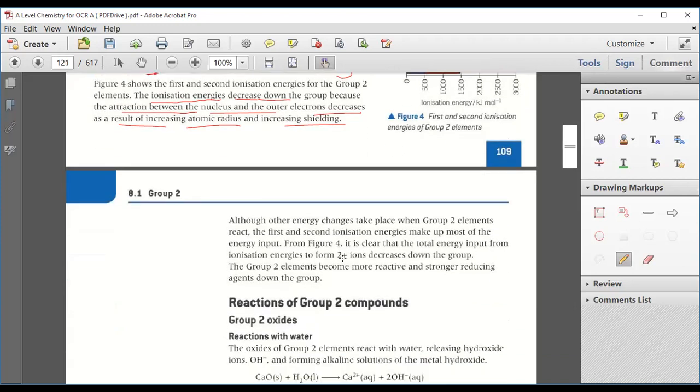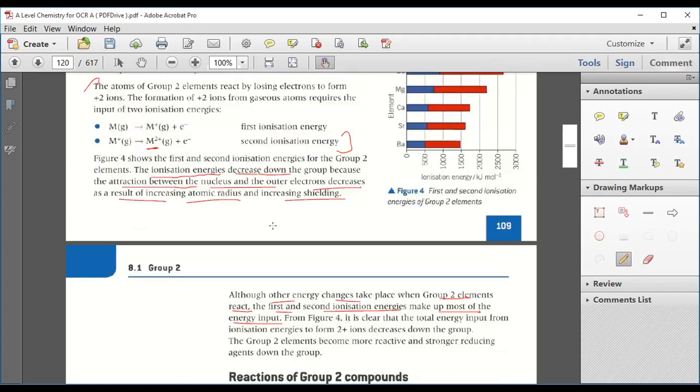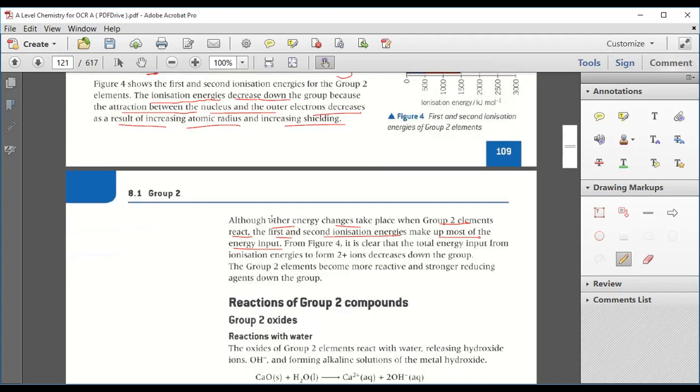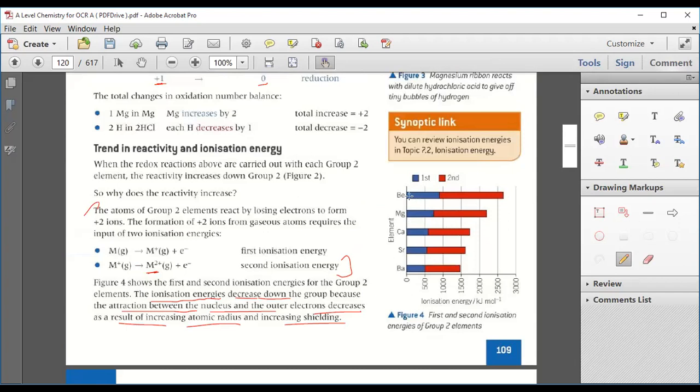Although other energy changes take place when group 2 elements react, the first and the second ionization energy make up most of the energy input in this case. It is clear that the total energy input from ionization energy to form 2 plus ions decreases down the group. If you see this total energy, it is decreasing.